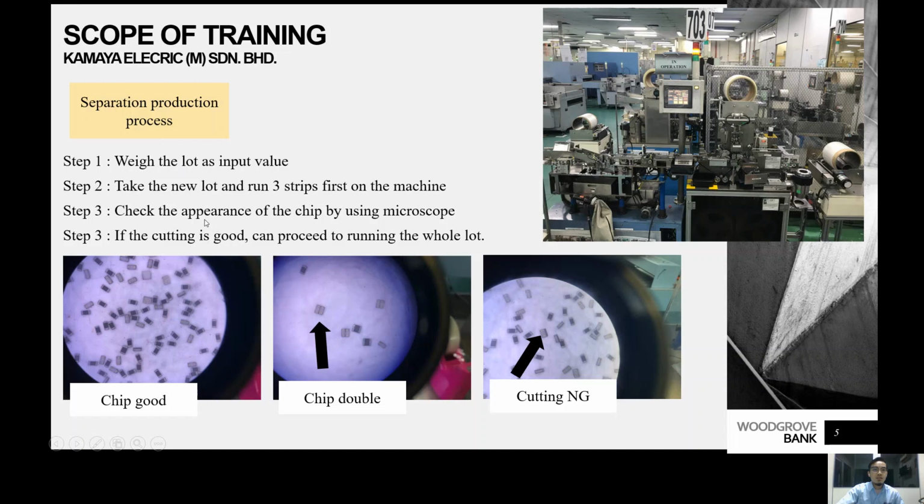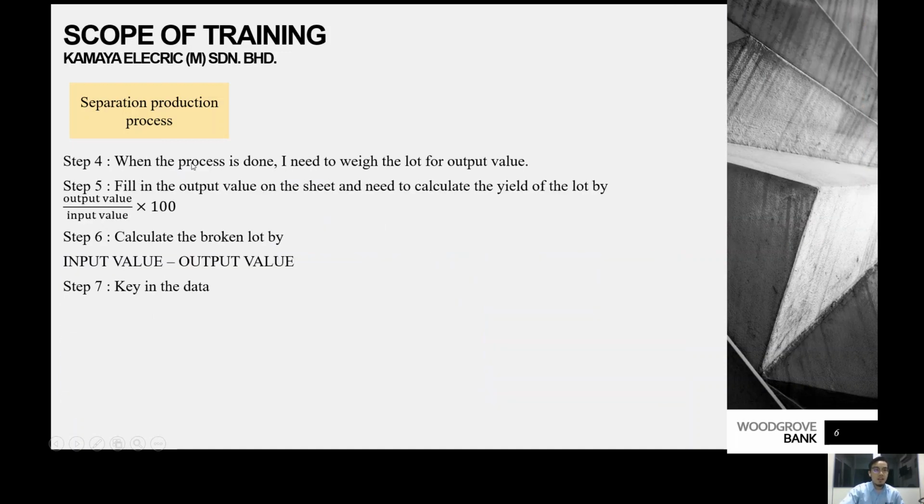I need to check the appearance of the chip by using a microscope. I need to beware to avoid the double chip. I need to look at the microscope carefully to avoid the chip double or chip NG. If there is a chip double or chip NG, I need to run the 3 strips on the machine again until I get the chip good. And then lastly, I need to calculate to get the yield and the broken lot and key in data in the system.